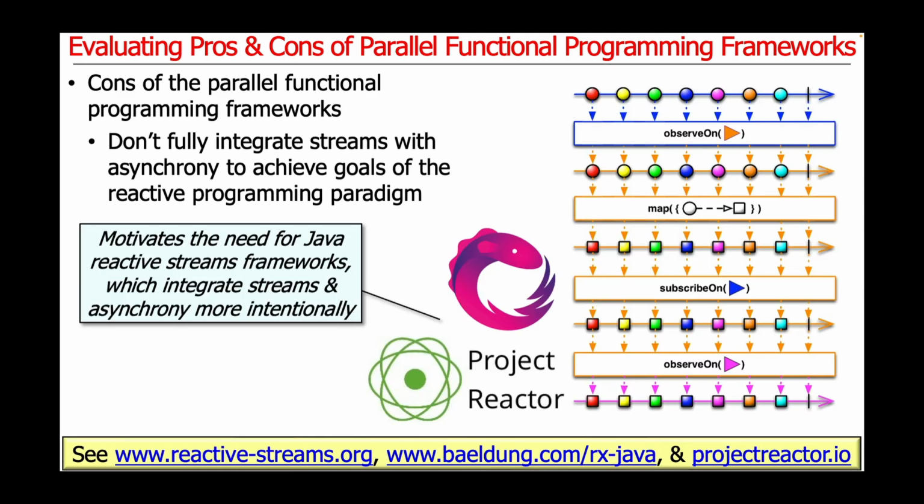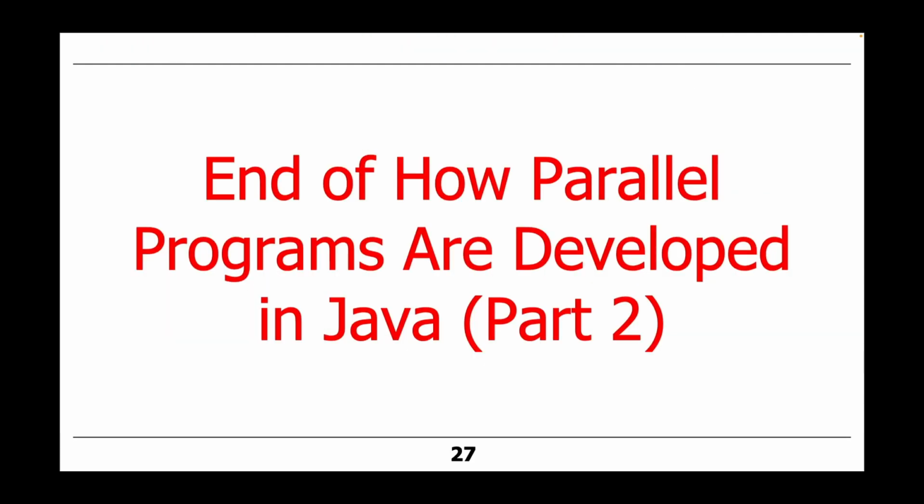Therefore, we have other frameworks like Java reactive streams, such as Project Reactor or RxJava, which integrates this concept of streaming and asynchrony far more intentionally, which is awesome. So that's what we're going to talk about next. So that's the end of our discussion of the parallel functional programming features that came into Java largely around the Java 8 timeframe.